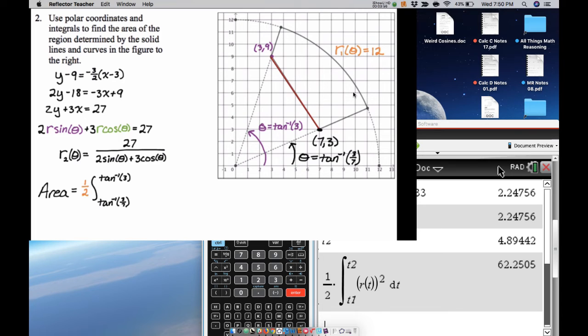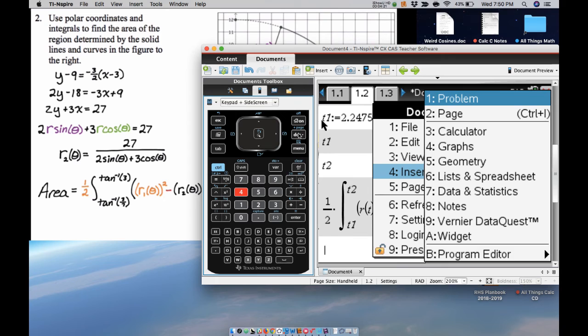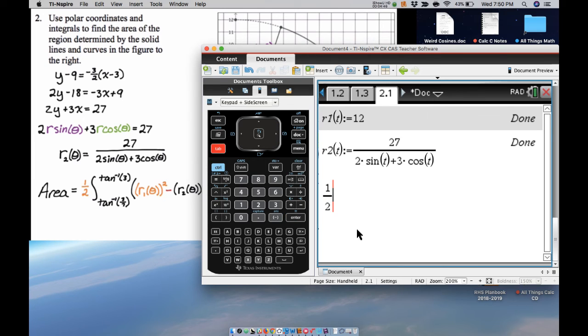Then it's the bigger area, which is obtained by squaring r1, so r1 squared, minus the smaller area, which we get by integrating r2, so that region is the quantity r2 of theta squared d theta. Let's use a calculator on this. I'm going to start a new problem and store some things. R1 of t is 12, which there's really no point in storing, but I'm going to do it anyway. R2 of t is our line, so 27 over the quantity 2 sine of t plus 3 cosine of t. Got that.